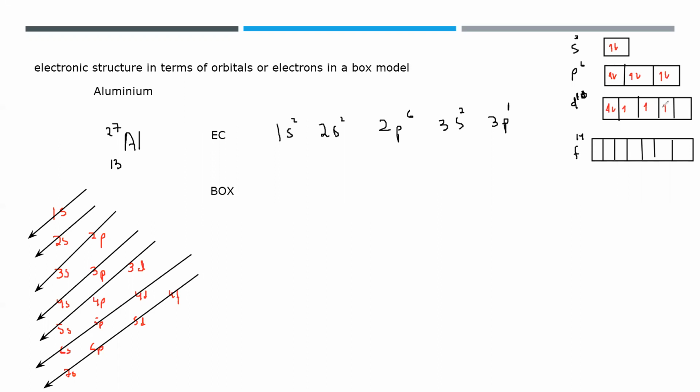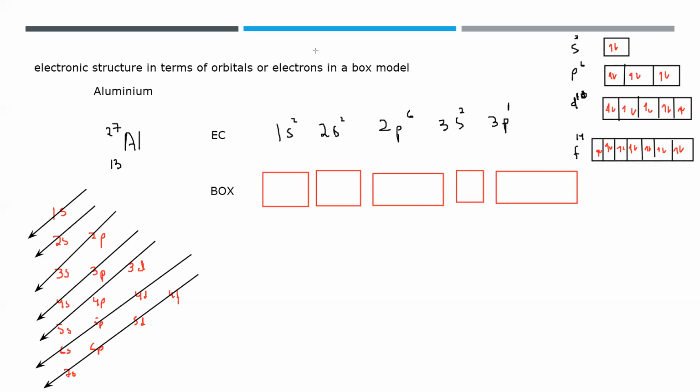First electrons will occupy the orbital singly, and then they will couple up. First they will occupy singly, and they will couple. So electron in a box model, 1s will have one box, 2s will have one box, 2p will have 3 boxes, 3s will have one box, and 3p will have 3 boxes.